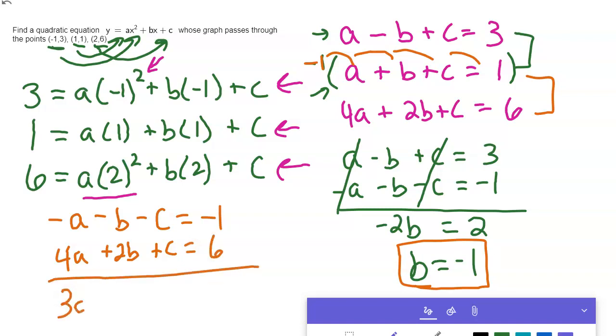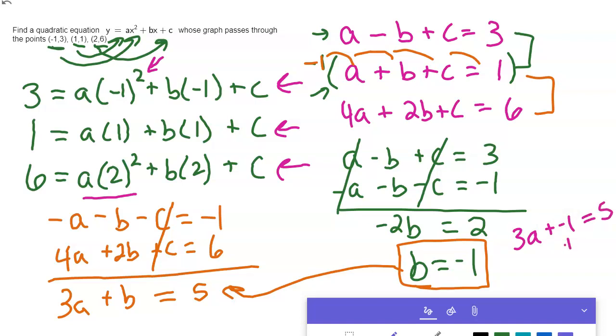And then you add those two together. So that would be 3a plus b, because negative b plus 2b is positive b. C's would cancel and equals 5. And so to find a then, you can plug b in. So we can take this b and plug it into that thing. And so you'd have 3a plus negative 1 equals 5. So plus 1, that's 6. 3a equals 6. So a is 2. And we've got 2 of our answers.